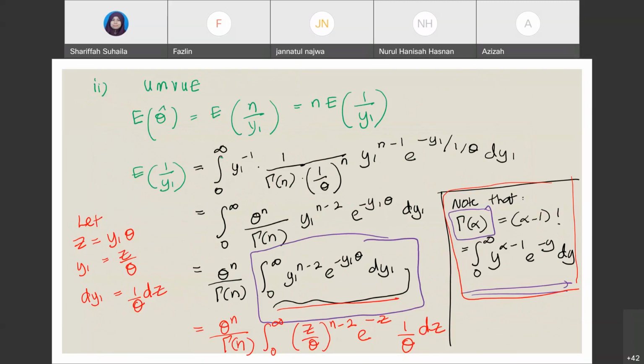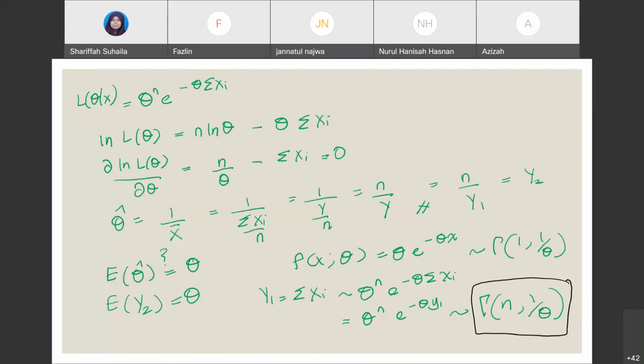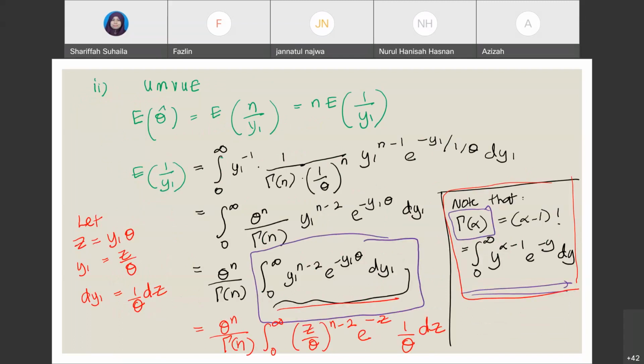Sebab kita tahu dia punya basic, kalau theta, gamma 1, 1 over theta. Tapi kalau ada theta to the power n, exponential negative theta y1, so dia akan jadi gamma n, 1 over theta. So menggunakan distribution of gamma n, 1 over theta ni, baru kita dapatkan dia punya expected value. Sebab kita nak selesaikan adalah expected value of 1 over y1. Okay, sebab ini adalah continuous function. So again, 1 over y1, saya tulislah balik y1 to the power minus 1, darabkan dengan density dia.